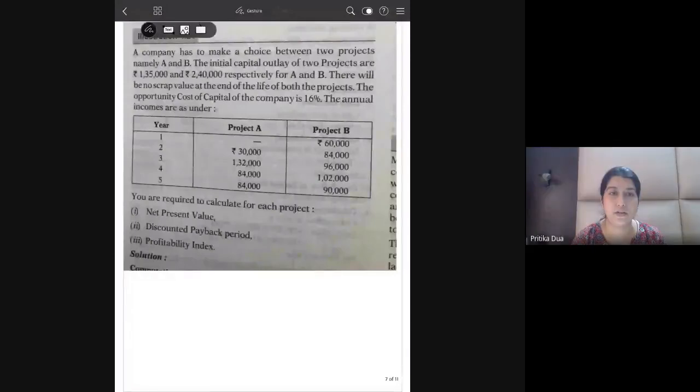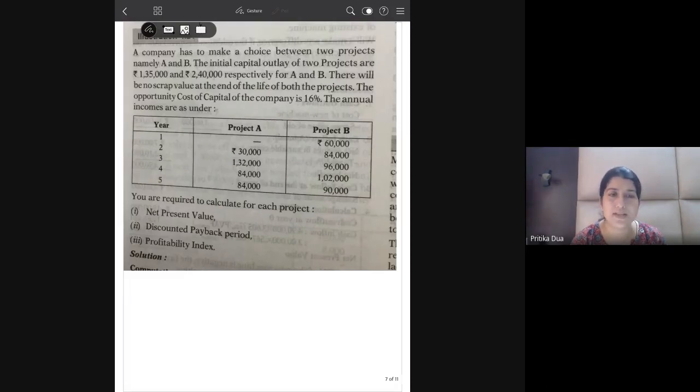Okay, the first question is there on your screens, and here you see you have two machines for which you are given the cash flows or the annual incomes, because no other information is given in the question regarding the depreciation or tax rate. So you will assume that the incomes are equivalent to the cash flows. The initial capital outlay for both the projects has been given. There is no scrap value, so no adjustment needs to be made in the incomes given.